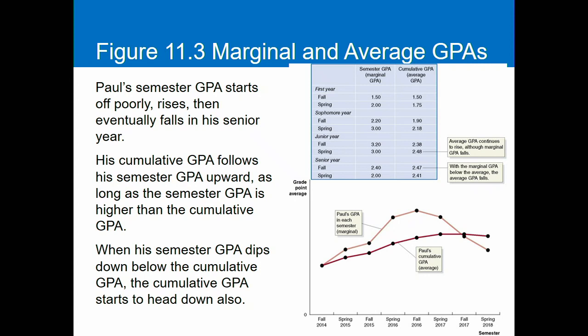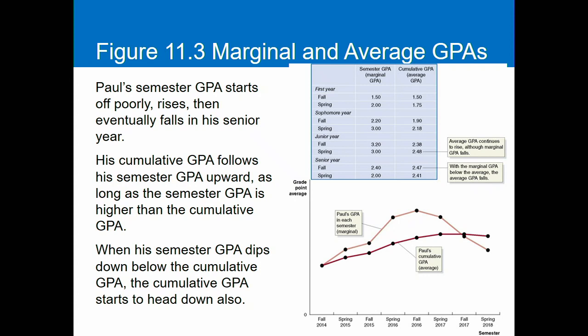So Paul here starts out with a low GPA. He has a 1.5, then adds a 2.0 to it, and it increases over time. We see that cumulative GPA slowly increasing, but because he starts out low, with a 1.5 and 2.0, it takes a while to bring that up. Now, as long as his each semester GPA, or his marginal GPA, is higher than his cumulative GPA, it's going to increase it.